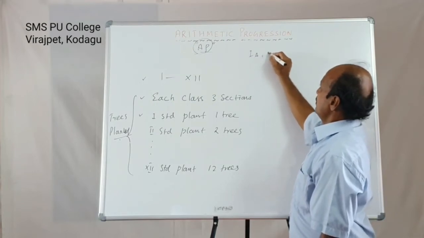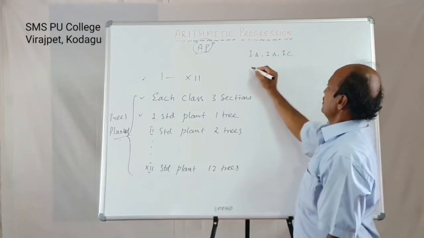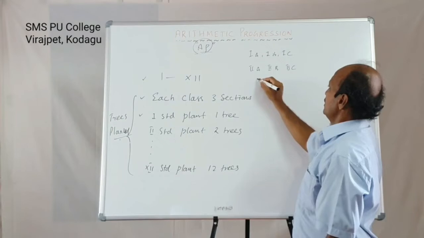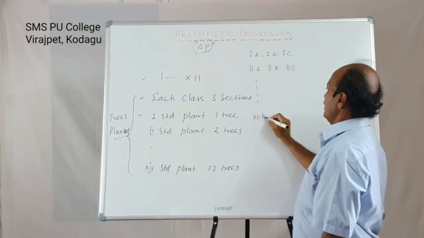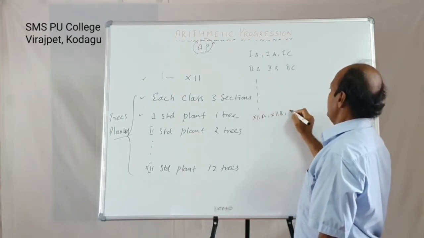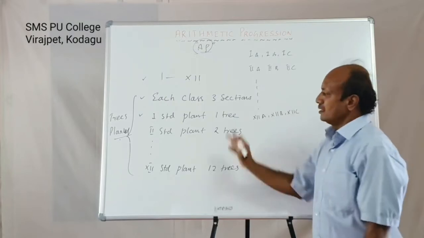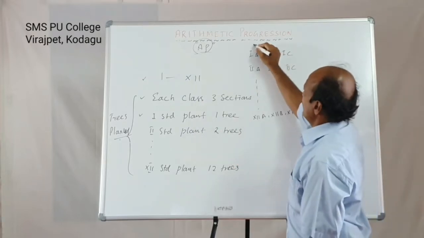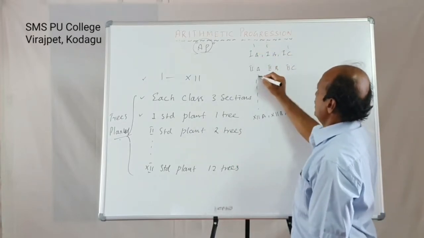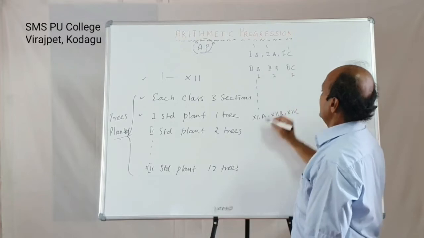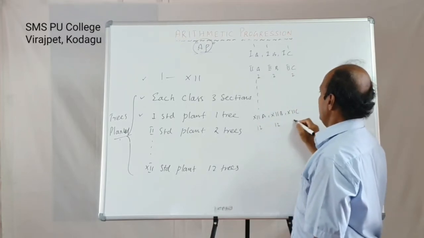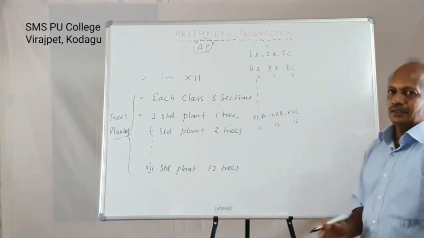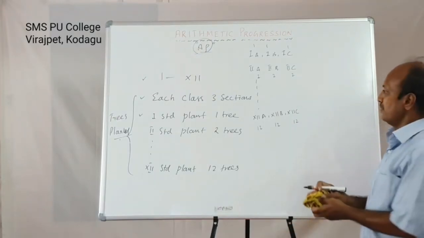First standard: first A, first B, first C. Similarly, second A, second B, second C, and similarly 12th A, 12th B, 12th C. This is called an application problem, right? Each class, how many? First standard A, 1 plant. Here also 1, here also 1. Second standard, therefore 2, 2, 2. Here there are 12, 12, 12. Now if you go on counting 1 plus 1 plus 1, 2 plus 2 plus 2, 3 plus 3 plus 3, it is time consuming.